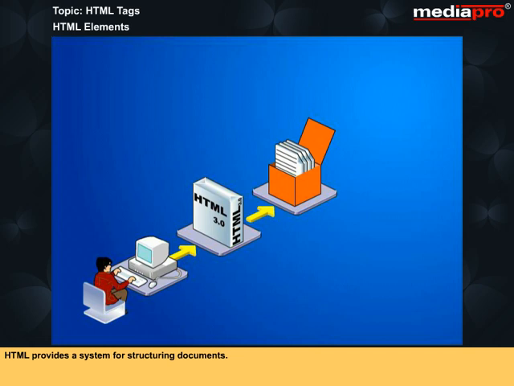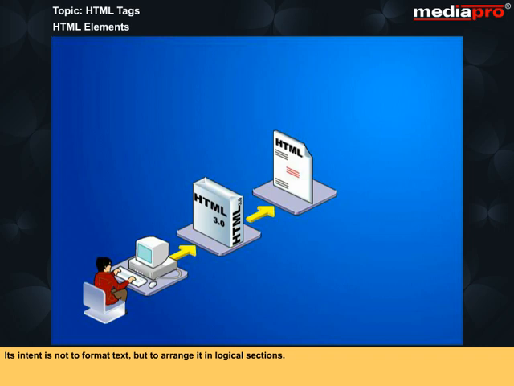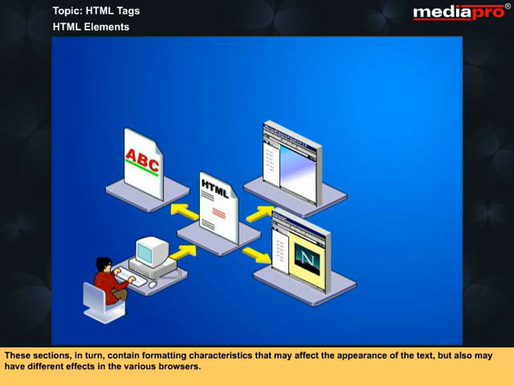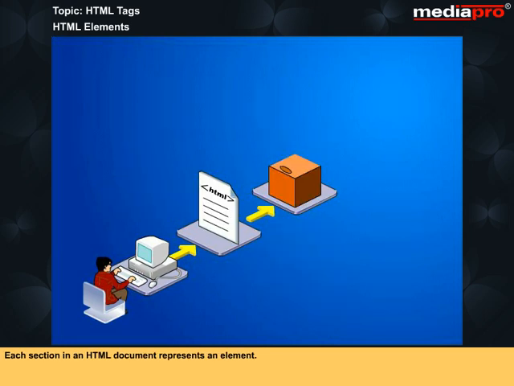HTML provides a system for structuring documents. Its intent is not to format text, but to arrange it in logical sections. These sections in turn contain formatting characteristics that may affect the appearance of the text, but also may have different effects in the various browsers.